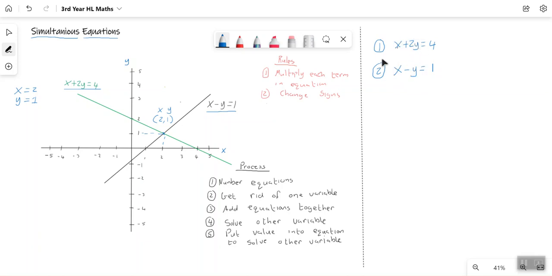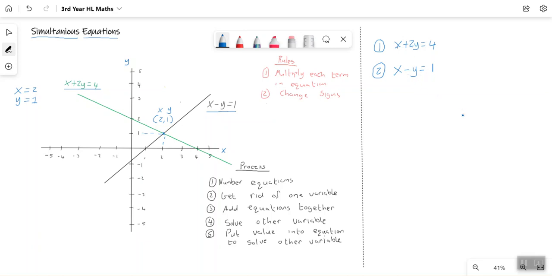And so what we can do is use this process of simultaneous equations. The first thing you want to do is number each of the equations. So this is equation 1, this is equation 2, and you want to put them over each other like so. Now, what we're trying to do is manipulate one of the variable terms so that it has the same number in front of it but the opposite sign.